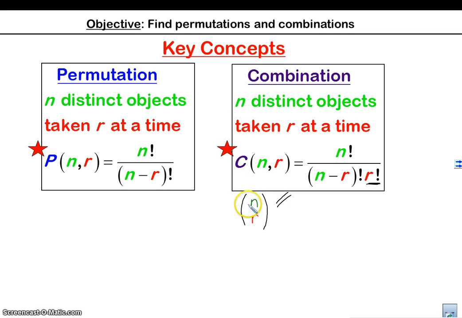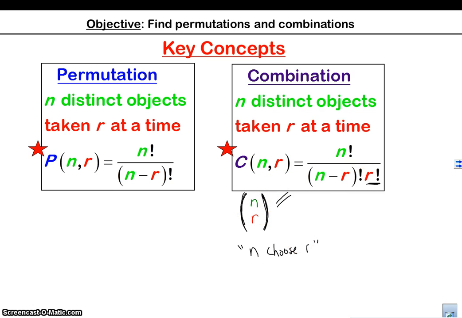Another way to write combination is with this notation here. We've got parentheses, N, R, parentheses. This is not a fraction. There's no line here. We often say this is N choose R. Like I have 12 choose 5. I'm going to have 12 things, and I'm going to choose 5 of them. Okay, that's how you say that.